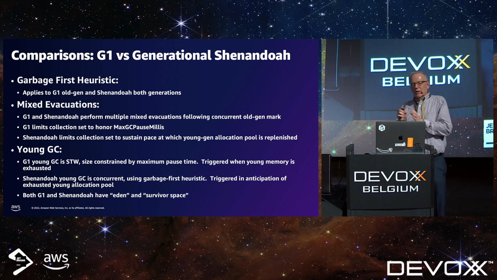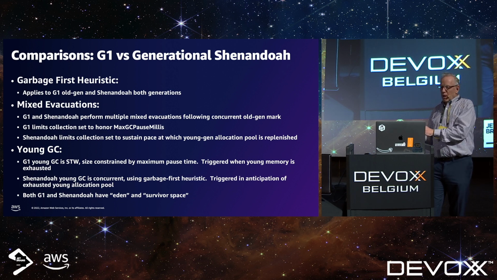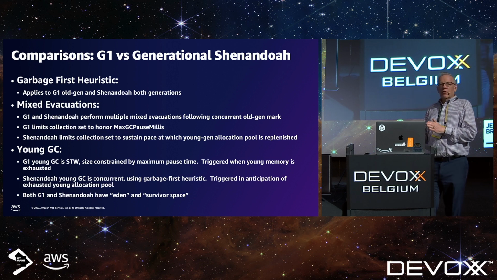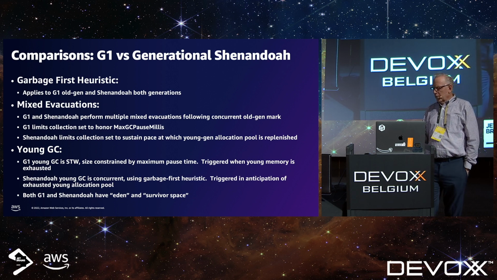Shenandoah doesn't have a specific survivor space, but it has a heuristic that treats certain regions as survivor space. Basically, once you've copied objects from one young region to another young region, that region that holds the consolidation of previously allocated objects will tend to be ignored by subsequent young gen collections because it will have a higher utilization. It won't be in the G1, the garbage first collection set, and it will be ignored until it eventually reaches a promotion age, and then those will be promoted.